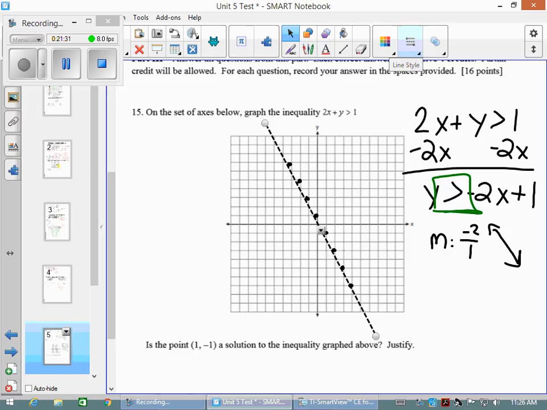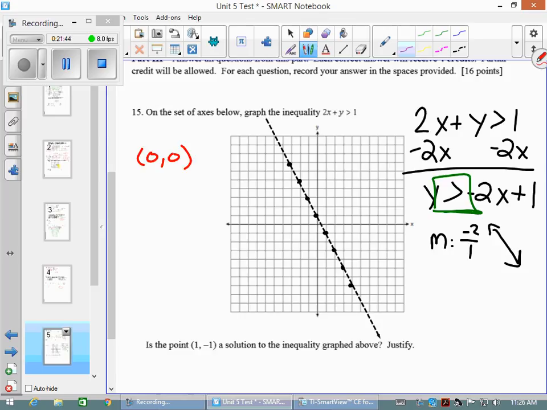So in order to figure out our shading, we should take a point and test it. So I'm going to test the point 0, 0. And we should plug this into our original equation, just in case we made an error solving it. So I have 2 times 0 plus 0. Is that greater than 1? Well, 2 times 0 is 0, plus 0 is 0 greater than 1. That is false. So since this is false, we are not going to include that point 0, 0.